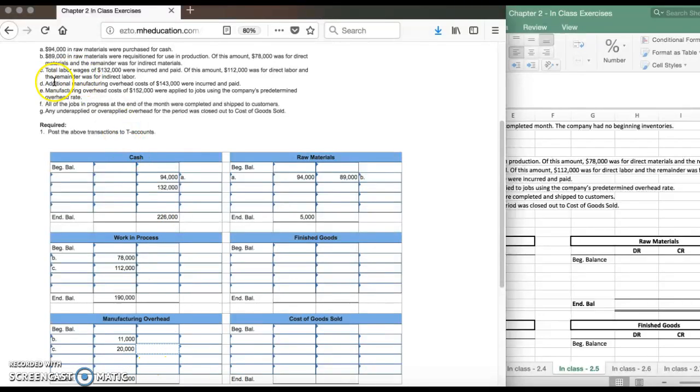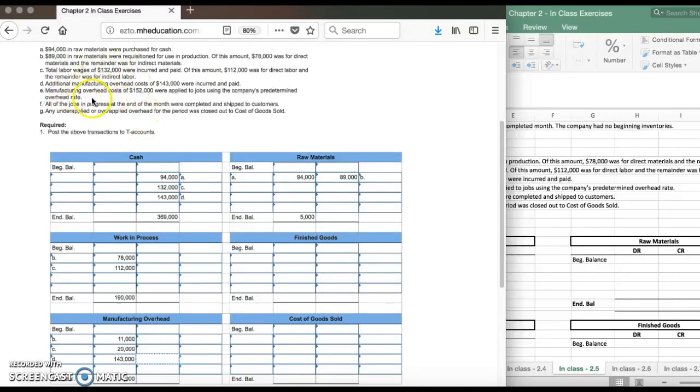Okay, so that's C. D, additional manufacturing costs of 143,000 were incurred and paid. So if they were paid, we know that we paid in cash. So we're definitely going to be out 143,000 in cash. So we're going to credit cash and additional manufacturing overhead. So this is for manufacturing overhead. So we're going to put it to manufacturing overhead, 143,000.